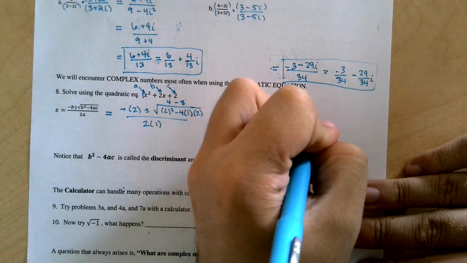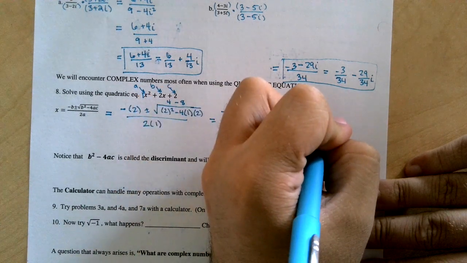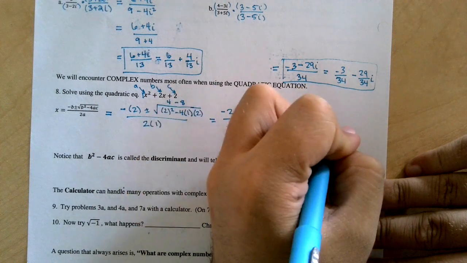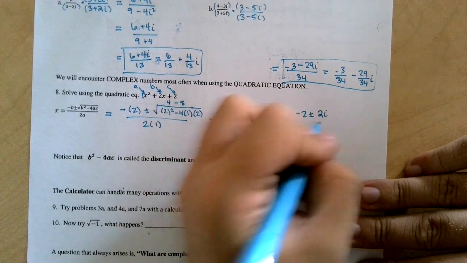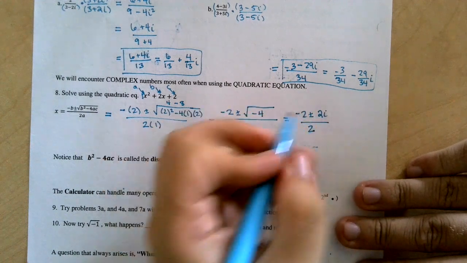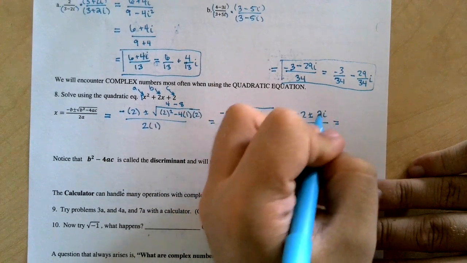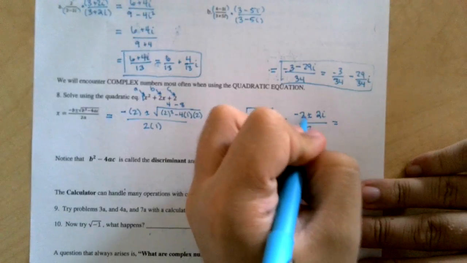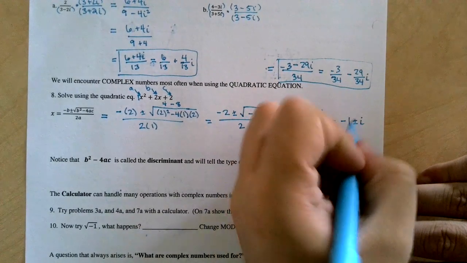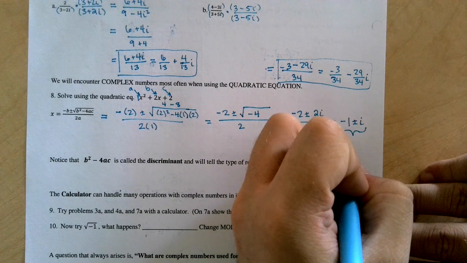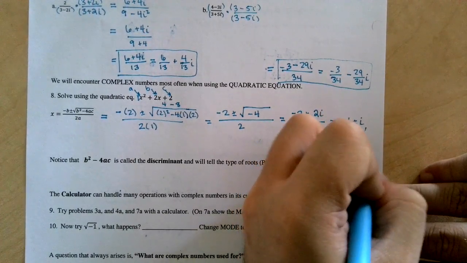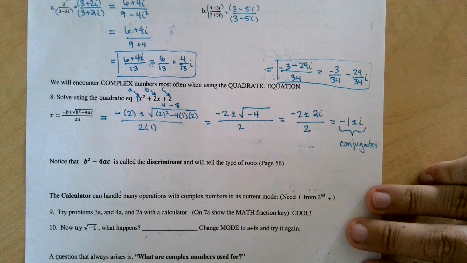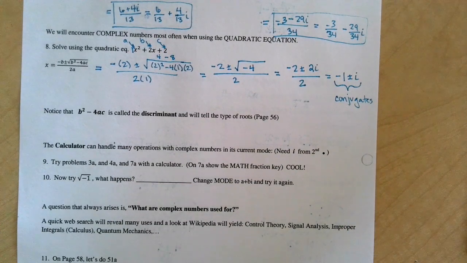So then we know that the square root of -4 will be 2i because the negative part creates the i, and the square root of 4 is 2, all over 2. And then we can split this up. This 2 divides nicely into both, so I will get -1 plus or minus i. What you'll notice about the quadratic part is that this becomes conjugates. When you use the quadratic formula, your answer will always end up with conjugates for i.